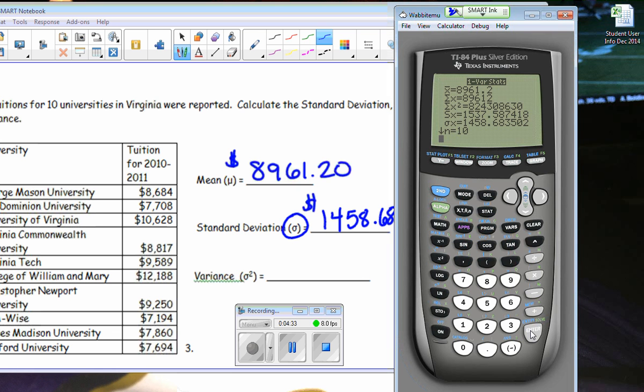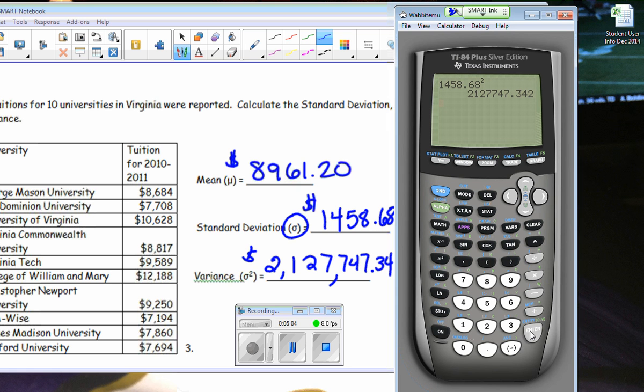And then the variance is another measure of spread. It does talk about how spread out the values are. The bigger the variance, the more spread out things are. And it's just simply the square of the standard deviation. So you're literally going to have to type in $1,458.68 and square it. And you're going to get $2,127,747.34. Okay? Variance is just another measure of spread. It's simply the square of the standard deviation.